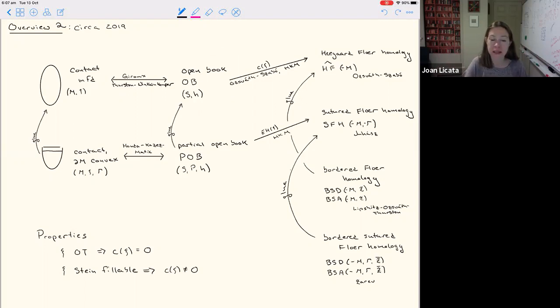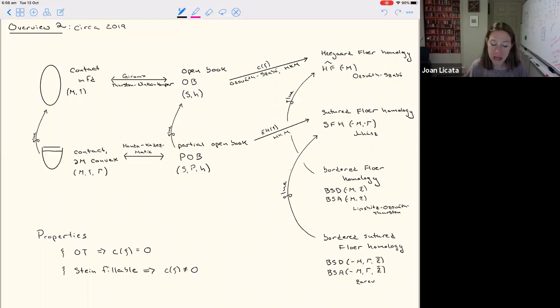And this has been a really profitable approach. A lot of great work in contact geometry has come out of this. And it was extended by Honda, Kazez, and Matic to the case of contact manifolds with convex boundary as a partial open book. We'll come back to these with a bit more detail, but I just want to highlight one thing that comes out of the notation.